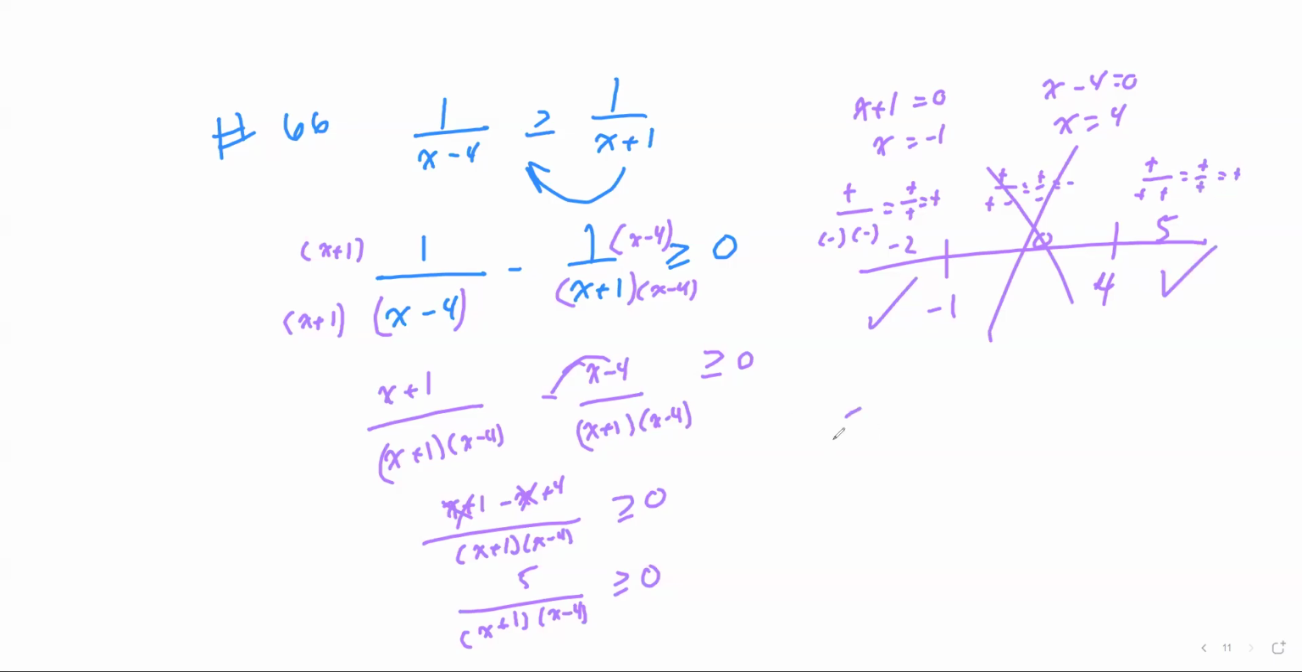So that works. So I get -infinity to -1. This time I get a bracket because it's actually included. Union bracket 4 to infinity.